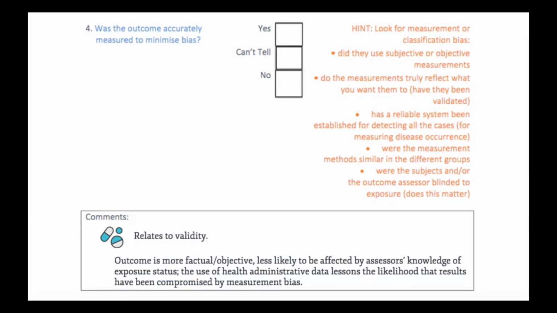Sometimes, however, the fact of whether or not assessors are blind is not so essential if the outcome is clear-cut. For example, this study's outcome is more of a factual, objective outcome, less likely to be affected by assessors' knowledge of exposure status, and the use of health administrative data lessens the likelihood that the results of the study have been compromised by measurement bias in assessing the outcome.